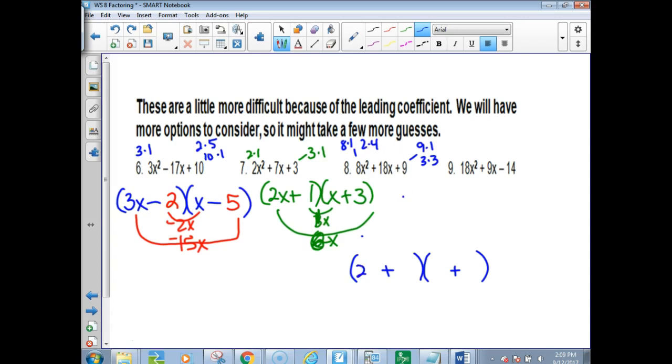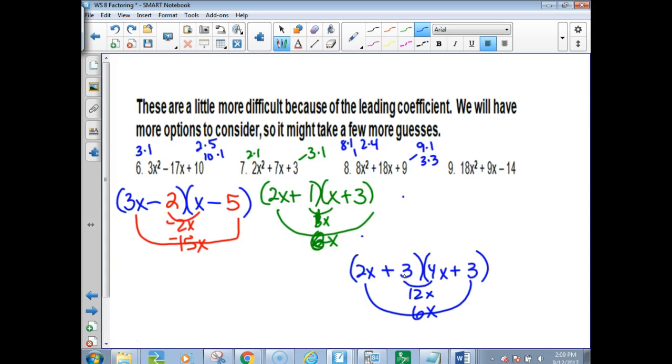2 and 4, I'll do 2x and 4x. And then I'm going to try the 3 and the 3. See if that works. Okay, let's see. In the middle, I'd get 12x. And at the end, I would get 6x. And oh, that adds up to 18. So I got lucky and got it the first time.